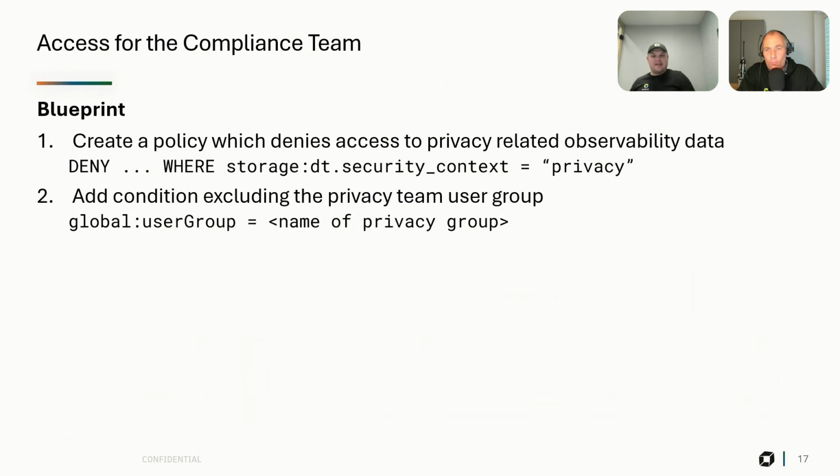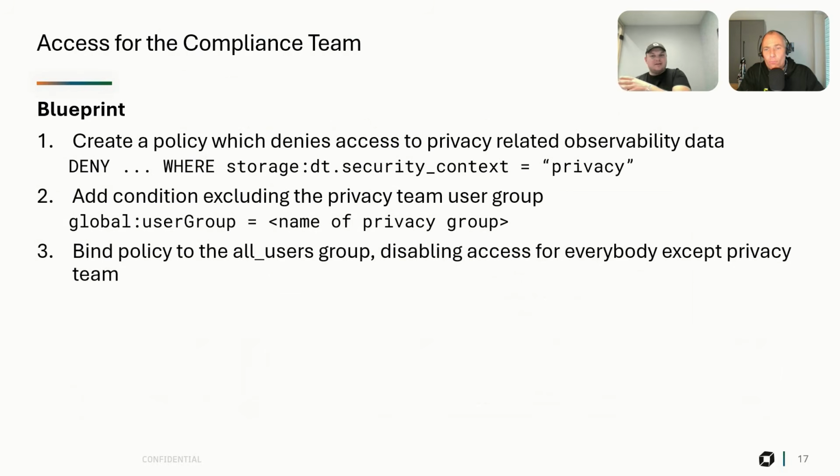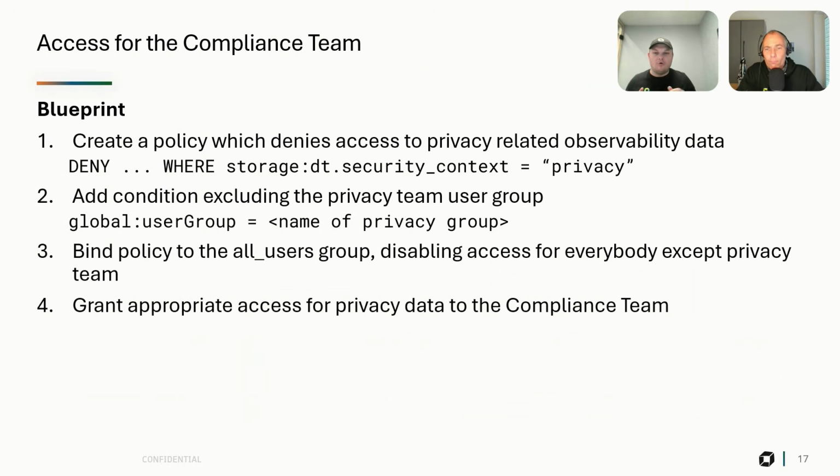That means I can then bind this policy to the global user group, which will be executed at the service. But whenever the privacy team comes in, this policy will not be effective. And I can then go and basically grant the appropriate access for the privacy team, which would include then the privacy related data, but for everybody else in the company, it will not be visible.